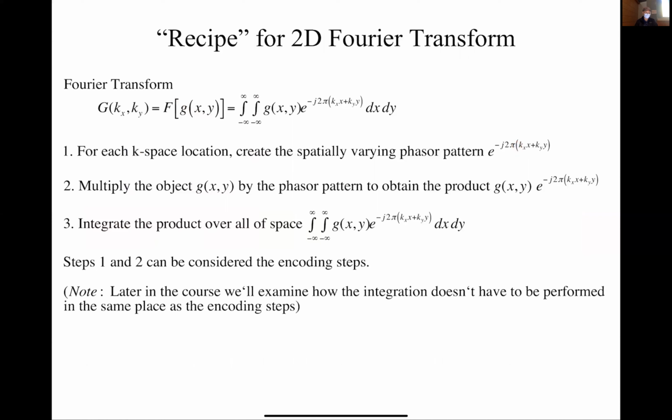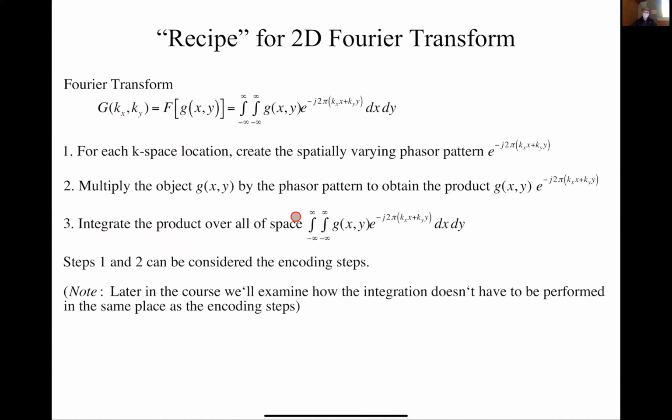Okay, so to recap, this is the MR recipe for the 2D Fourier transform. The amazing thing is that we're going to take this mathematical expression and implement it in the real world using the spins. So assume I'm at some location in K space, Kx, Ky. First thing I have to do is create that spatially varying phasor pattern. That's with the gradients.